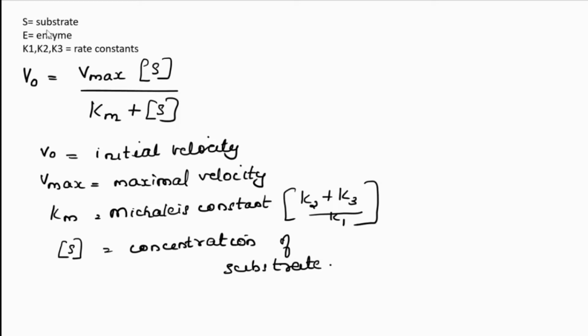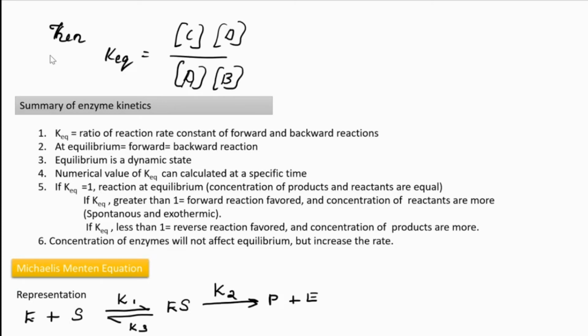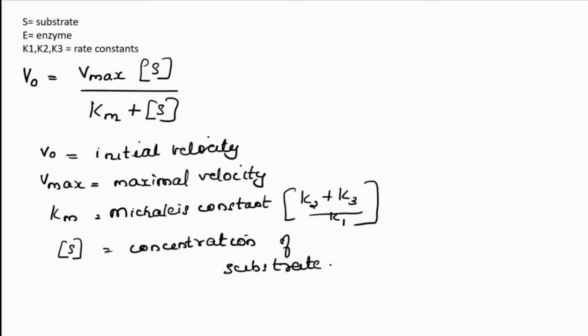So in that reaction, S is substrate, E is enzyme. K1, K2, K3 are rate constants. So we are going to derive one more equation.